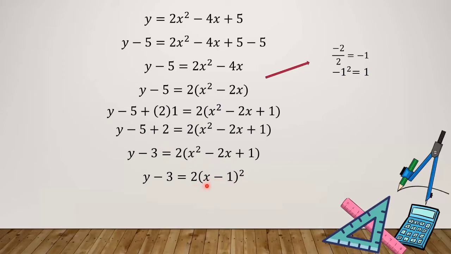X multiplied by x is equal to x squared. Negative 1 plus negative 1 is equal to negative 2. Negative 1 multiplied by itself is equal to positive 1. So the factor of x squared minus 2x plus 1 is x minus 1 squared.